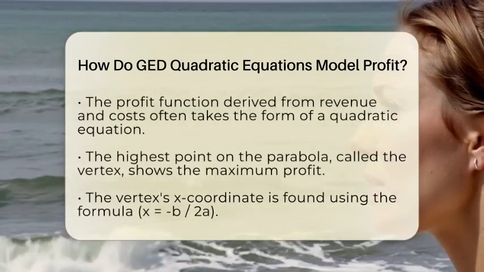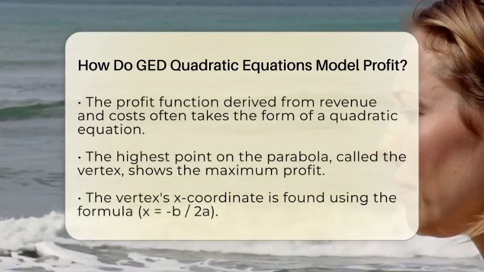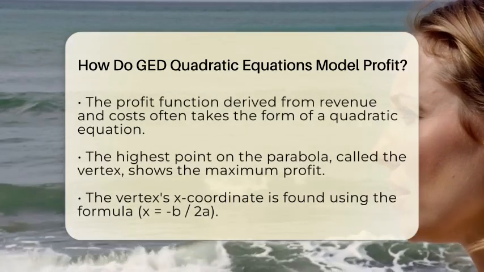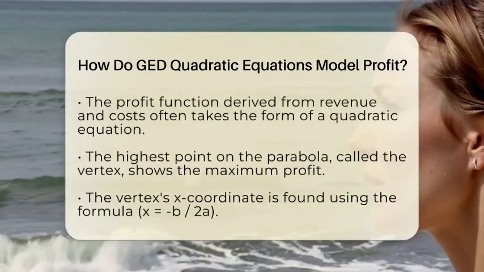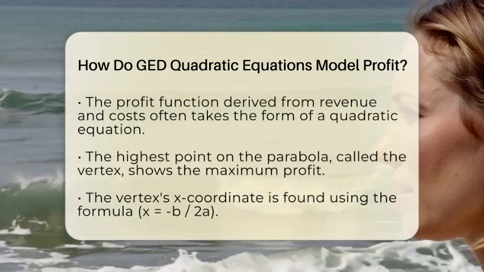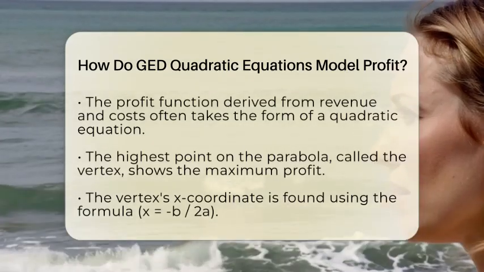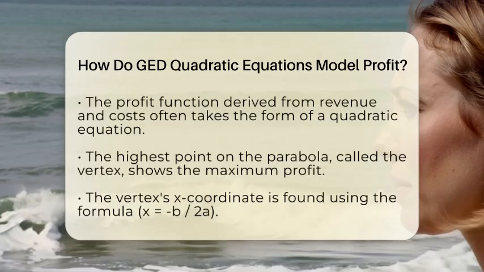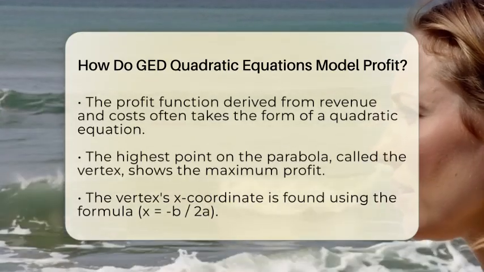When you write these relationships as math functions, the difference between revenue and cost gives you the profit function. This profit function often turns into a quadratic equation. To find the best number of items to sell or the ideal price, you look for the highest point on the parabola, called the vertex. The vertex tells you the maximum profit and the number of items or price that gets you there.